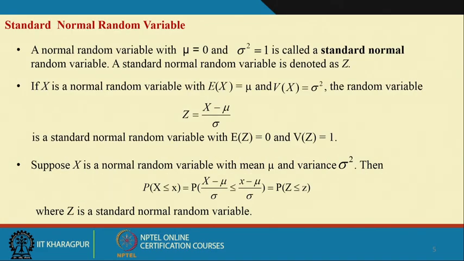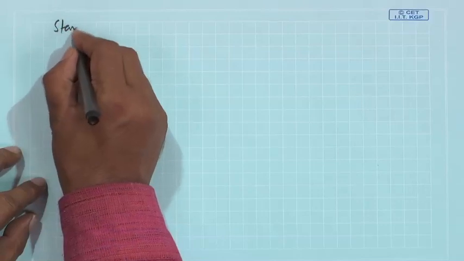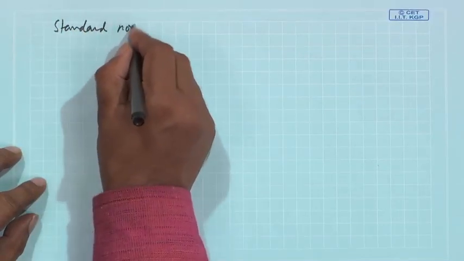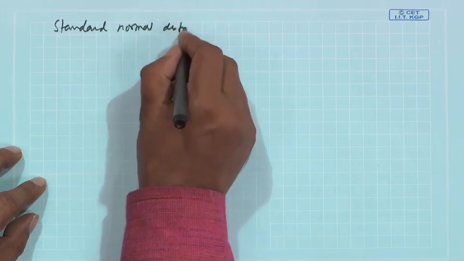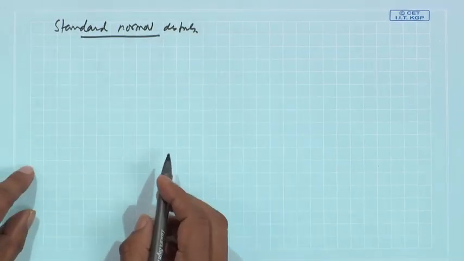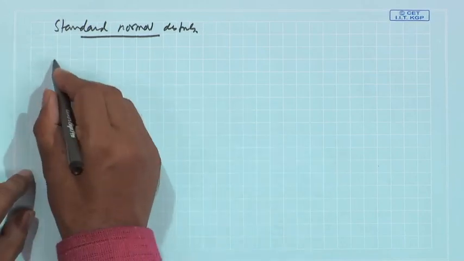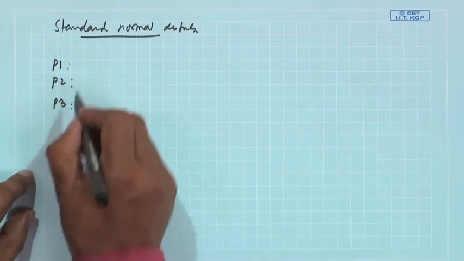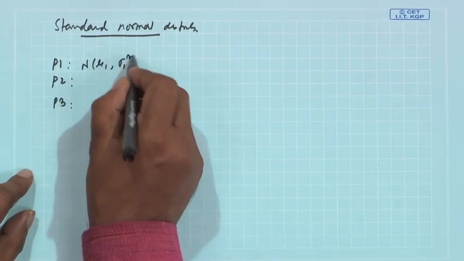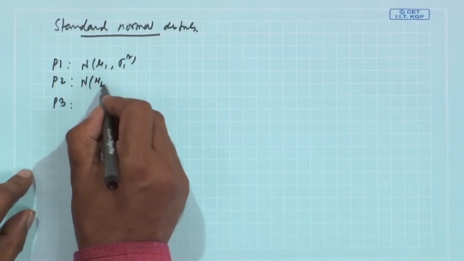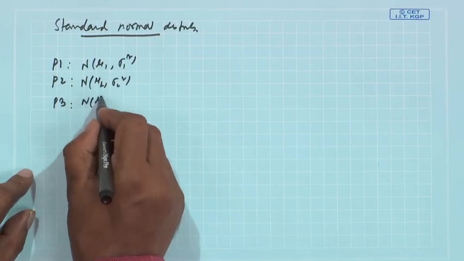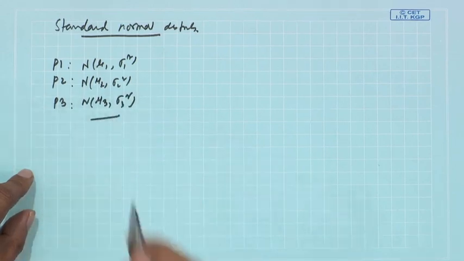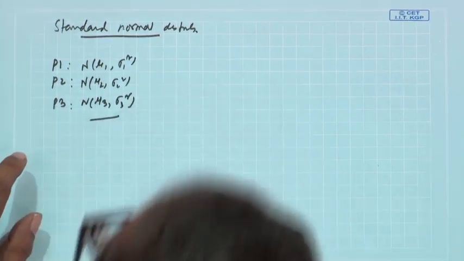Okay. Now another important concept is the standard normal distribution. You have seen normal distribution, but standard normal distribution. For example, suppose I have 3 processes, process 1, process 2, process 3, and everywhere it is normally distributed, with mu 1 and sigma 1 square. This also normally distributed with mu 2 sigma 2 square, this normally distributed with mu 3 sigma 3 square.